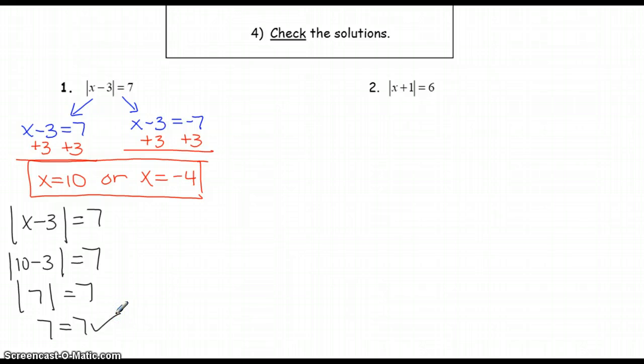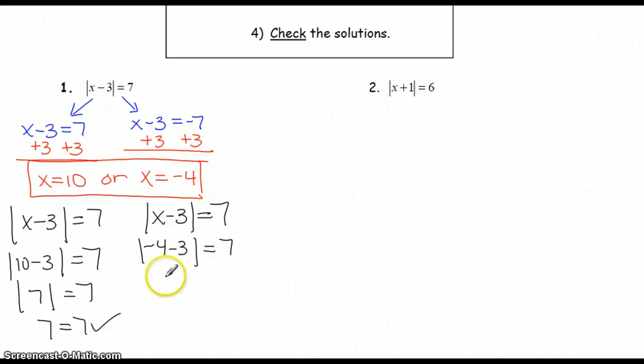Now let's check negative 4. Again, we're going to take the original problem, x minus 3 in absolute value bars set equal to 7. We're going to plug in negative 4. So we have negative 4 minus 3 in absolute value bars set equal to 7. Then we're going to do negative 7, and the absolute value of negative 7 is 7. So again, here we have another true statement. So both of those solutions work.